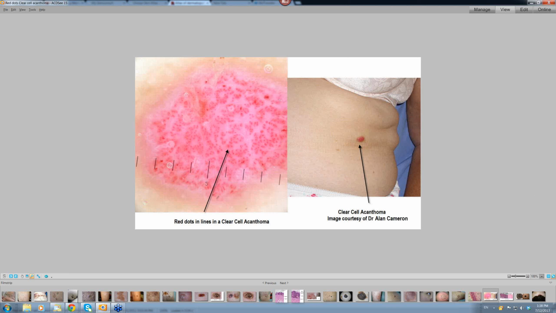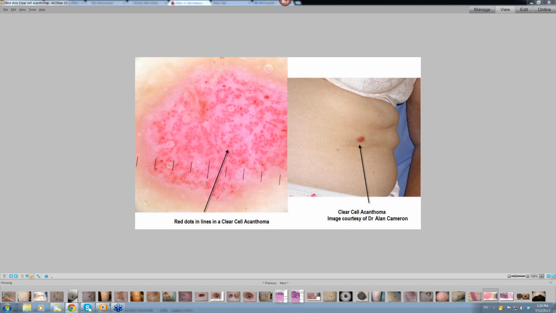These things are seen in all age groups. Particularly, though, they're seen in people in their late 50s and onwards. And they may be mistaken for some other pink lesions, such as amelanotic melanoma. But the dermatoscopic view really should tell you what they are.